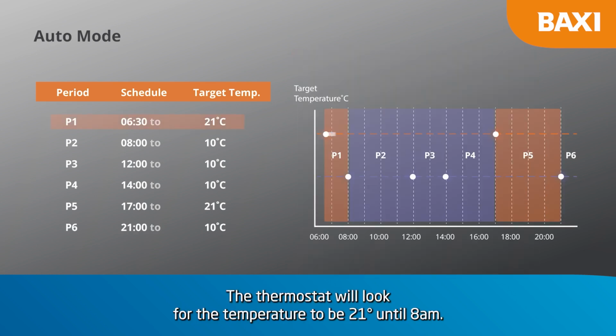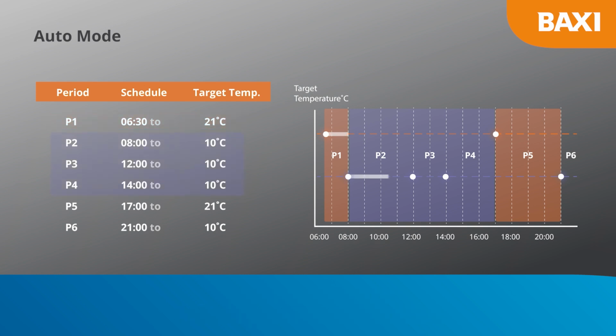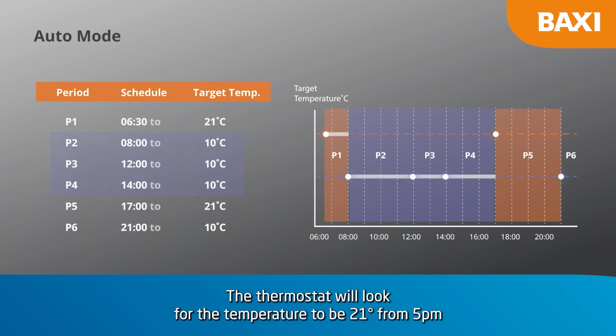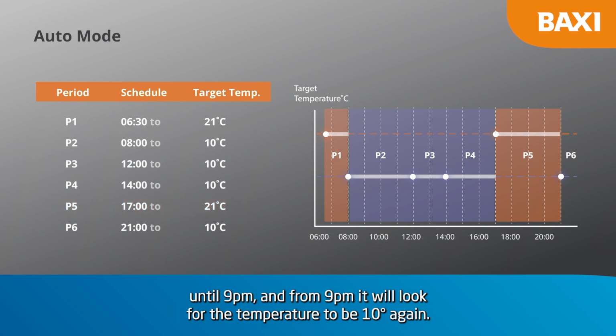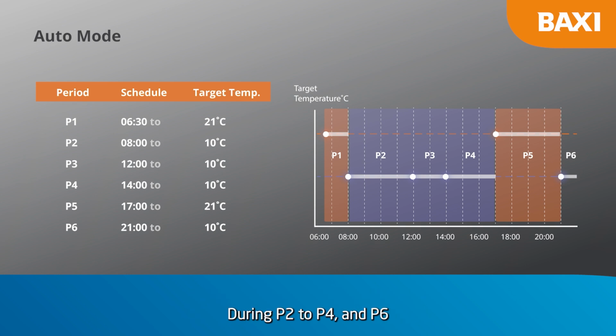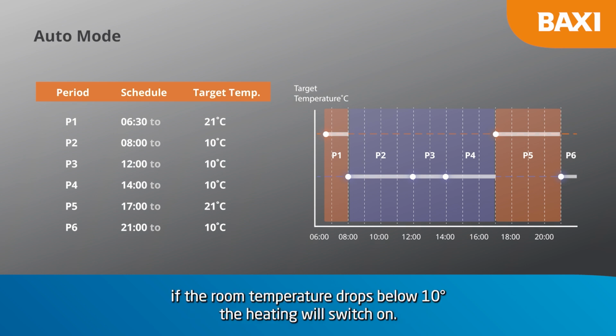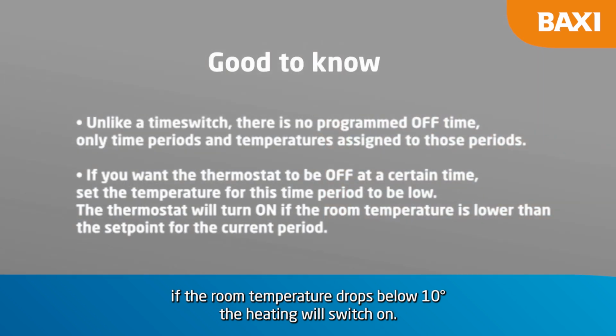The thermostat will look for the temperature to be 21 degrees until 8 AM. From 8 AM, it will look for 10 degrees until 5 PM. The thermostat will look for the temperature to be 21 degrees from 5 PM until 9 PM. And from 9 PM, it will look for the temperature to be 10 degrees again. During P2 to P4 and P6, if the room temperature drops below 10 degrees, the heating will switch on.